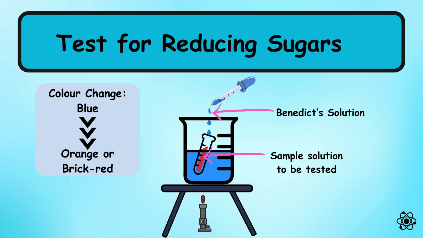This diagram shows the food test for reducing sugars. Benedict's solution is added to the food sample, which is heated in a water bath, and if the color changes from blue to orange, it confirms a positive test for reducing sugars.